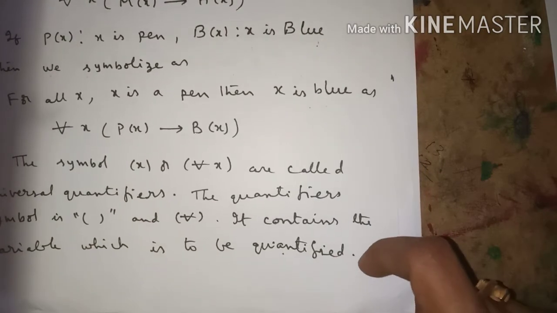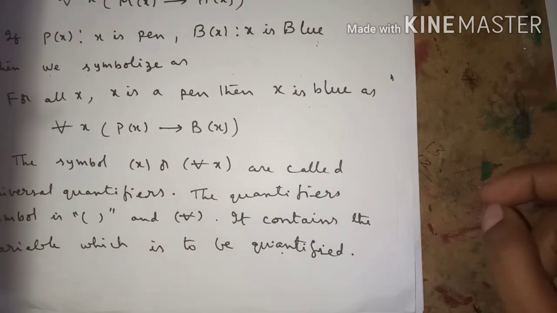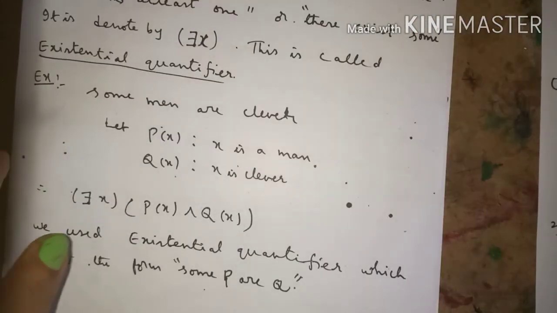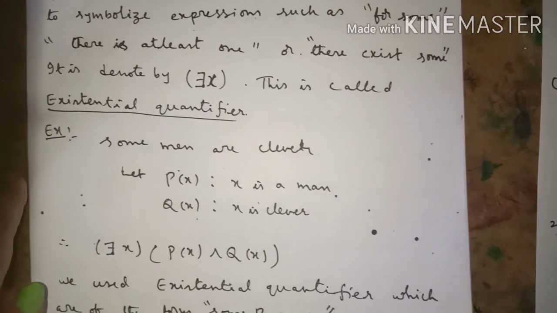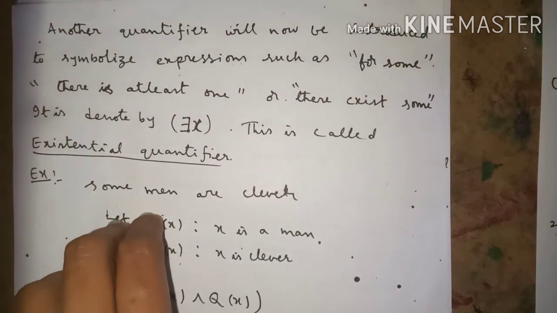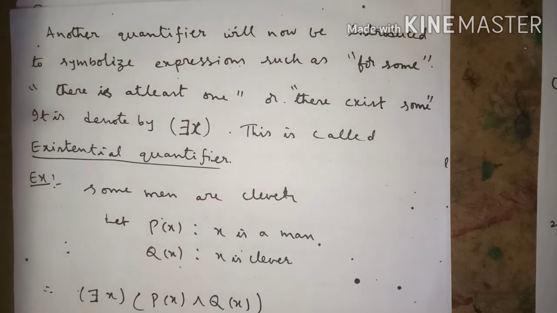It contains the variable which is to be quantified. This is about a universal quantifier. Now another quantifier is there. It is called the existential quantifier. Another quantifier we will introduce to symbolize expressions such as for some. The previous one, for all, is called the universal quantifier.